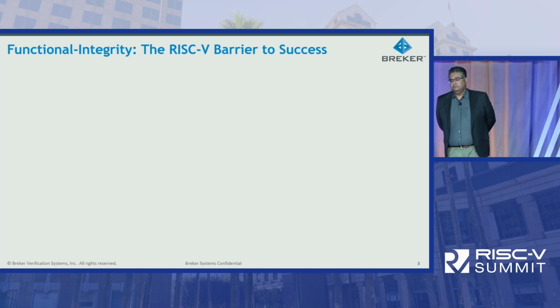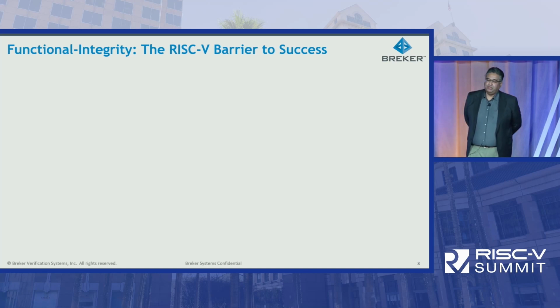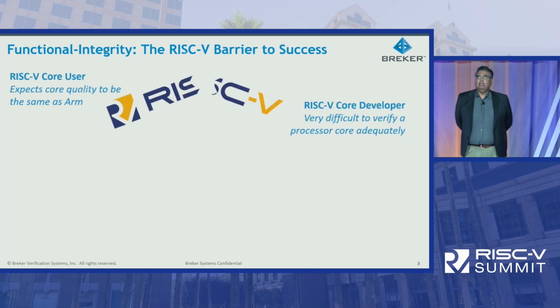So, functional verification, functional integrity, is always a big problem. Our users expect the quality they would get from an ARM or x86 processor, but we builders are a little bit smaller in terms of the groups building these things. Let's put that in perspective, right?